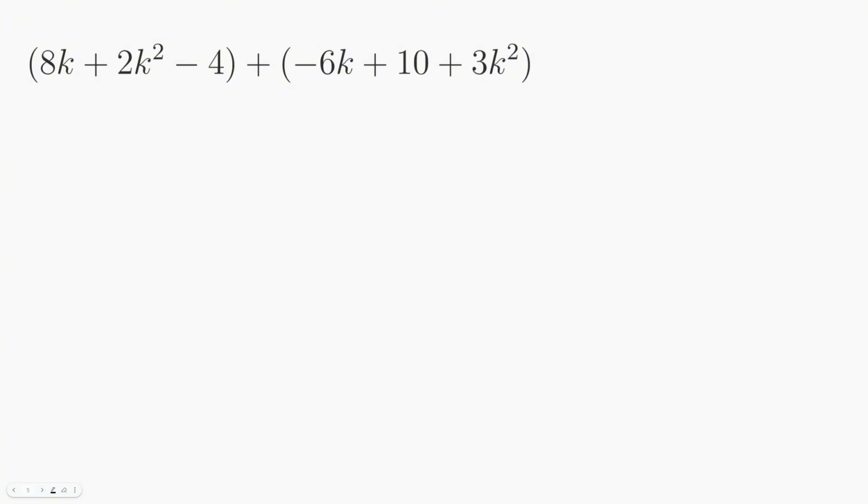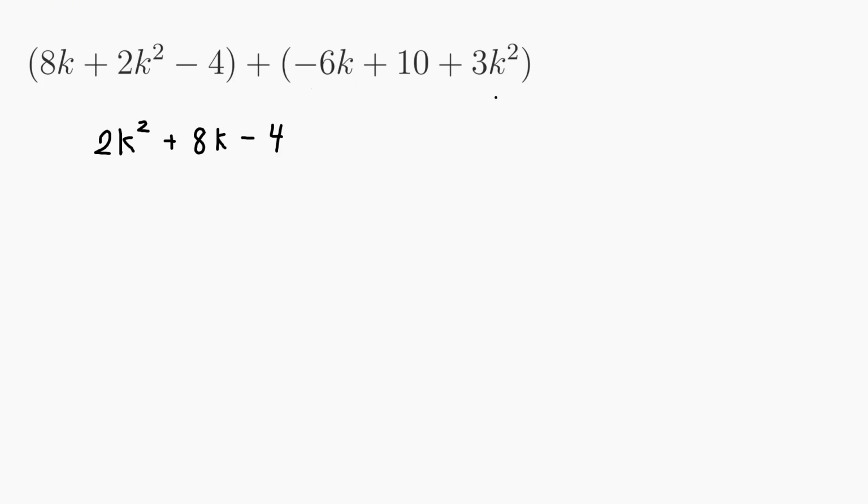Now let's add using the vertical method. So we have 8k plus 2k squared minus 4 plus negative 6k plus 10 plus 3k squared. Normally, when writing stuff in the vertical method, we tend to write things with the highest exponent first. So in this case, let's write this one first. We'll make it 2k squared plus 8k minus 4. We wrote this expression just with the highest exponent first, going down. So 2k squared plus 8k minus 4.